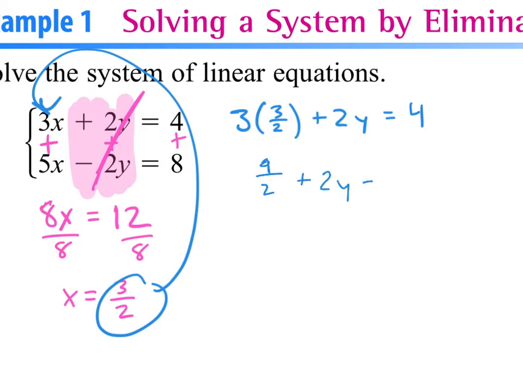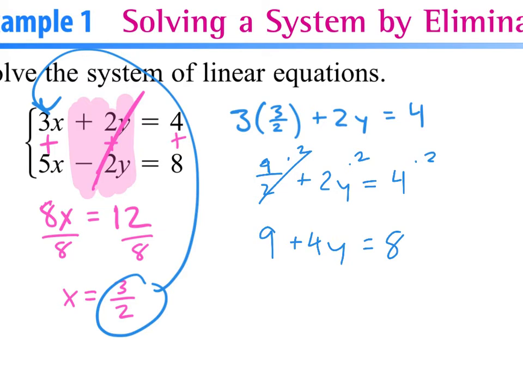Plus 2y is equal to 4. Whenever I see a fraction in an equation, I don't like working with fractions, so it helps if I just multiply everything by the denominator to get rid of it. So I'm going to multiply everything in my equation by 2. Because that way these cancel, so I'm just left with 9 plus 4y is equal to 8. So instead of subtracting the 9 over 2 to the other side and then doing 4 minus 9 over 2, getting some type of fraction, it's easier just to get rid of your fractions.